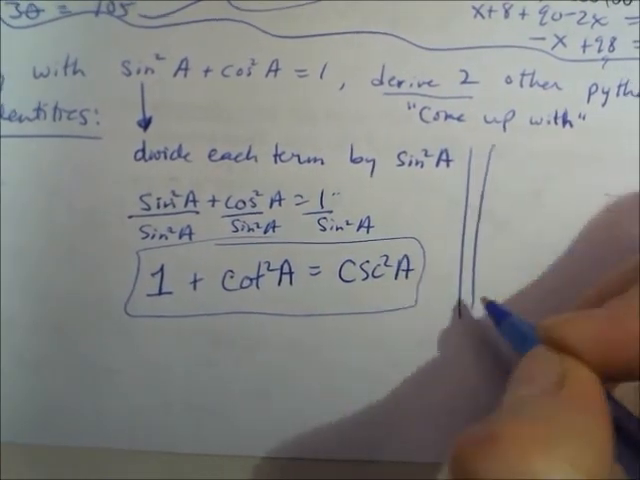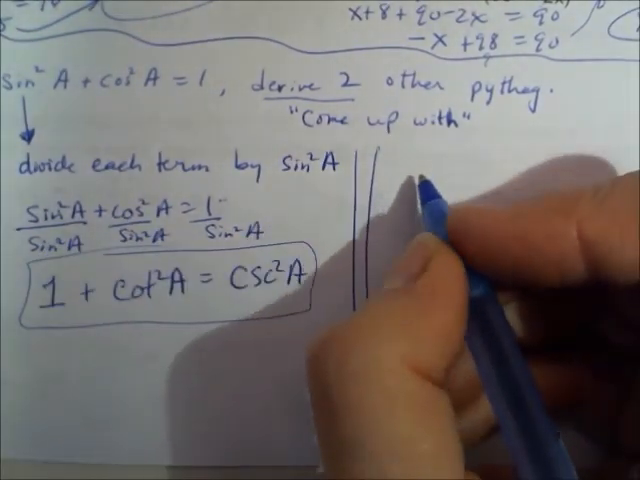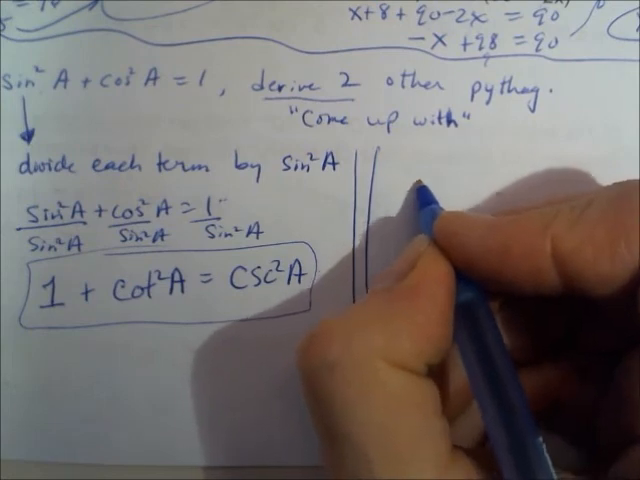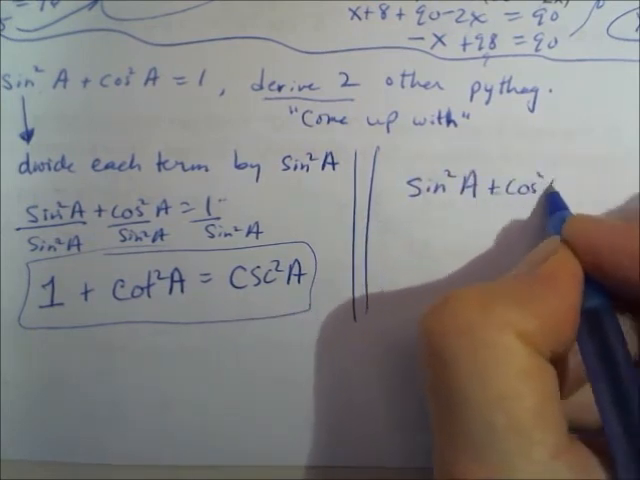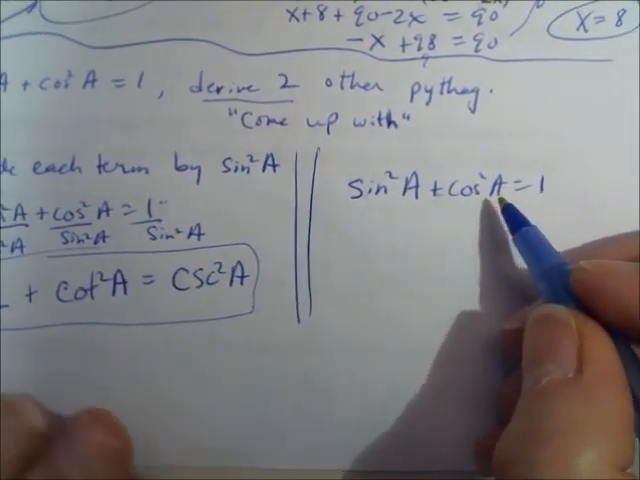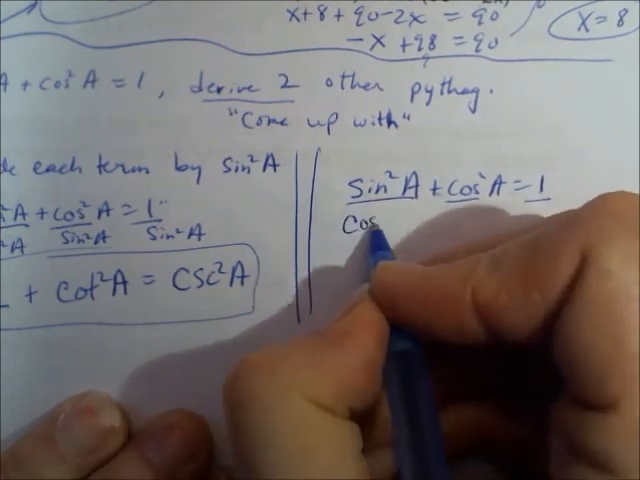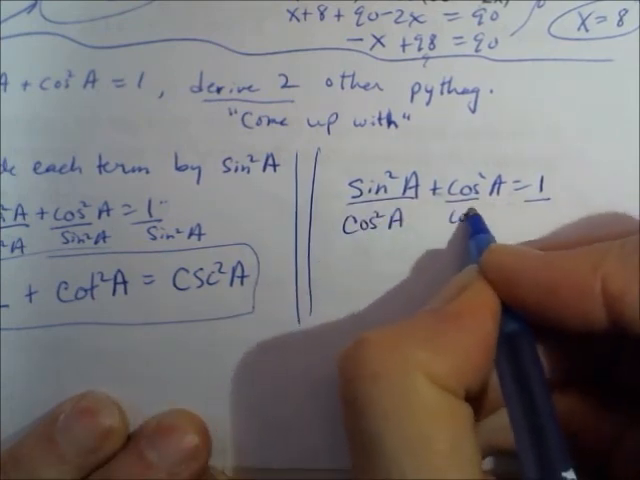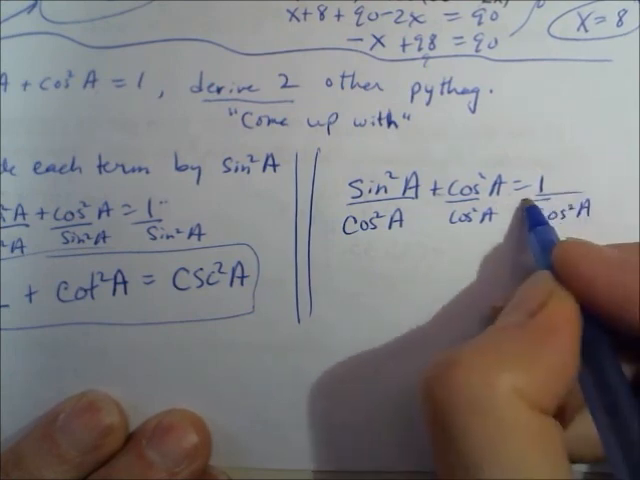The next one I want you to derive is, instead of dividing everything by sine squared, we're going to divide by cosine squared. So we'll start out with sine squared of a plus cosine squared of a equals 1. That's always true no matter what you put in for a. Now let's divide everything by cosine squared. You can divide by anything you want, but this is a good thing to divide by.